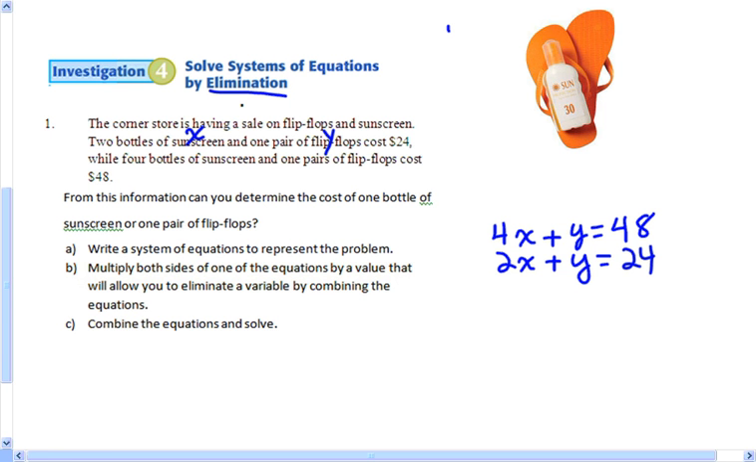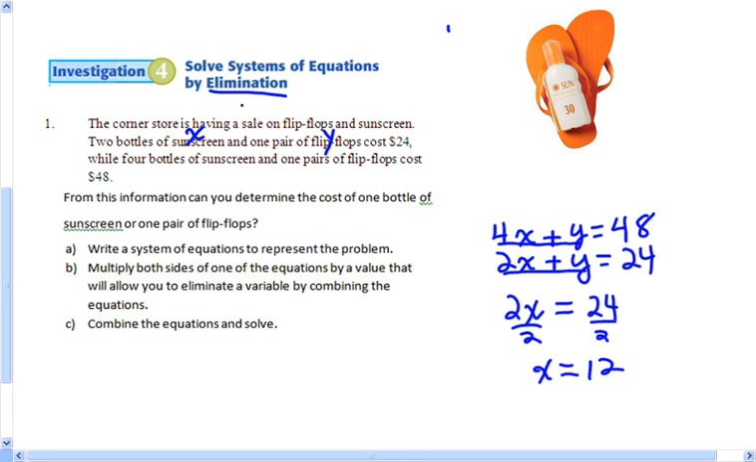So think what would happen if I subtracted this equation and this equation. 4x minus 2x is 2x. y minus y is 0y, which is just 0. And 48 minus 24 is 24. So now all I have to do is divide 24 by 2, and I get x is equal to 12. So I've just found out that 1 bottle of sunscreen is $12.